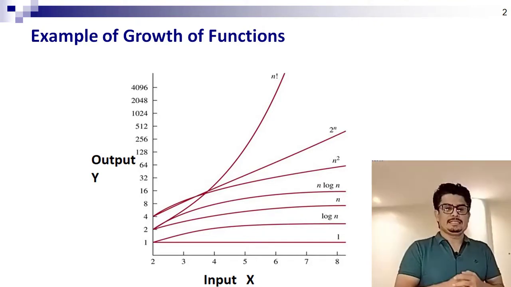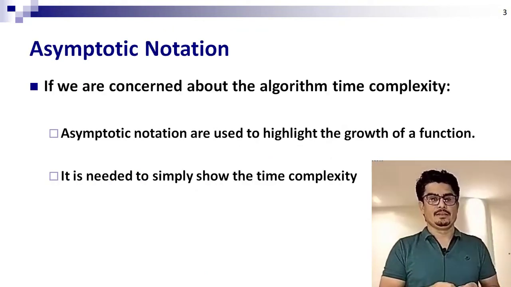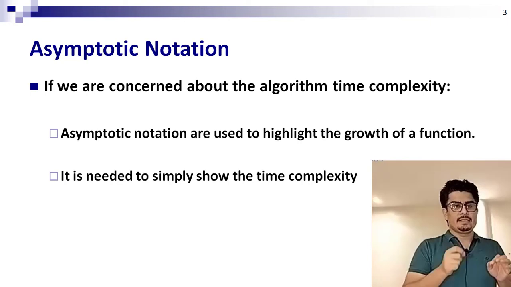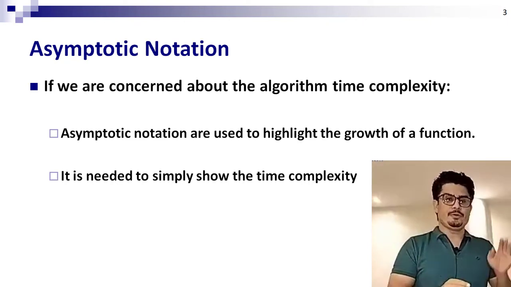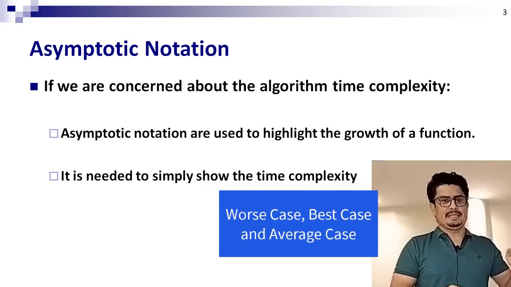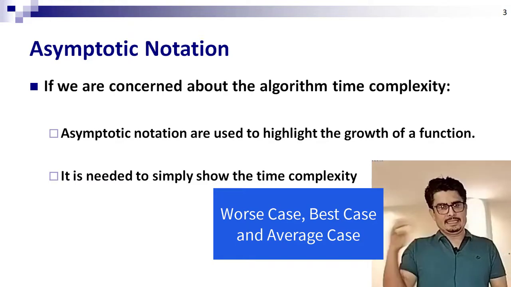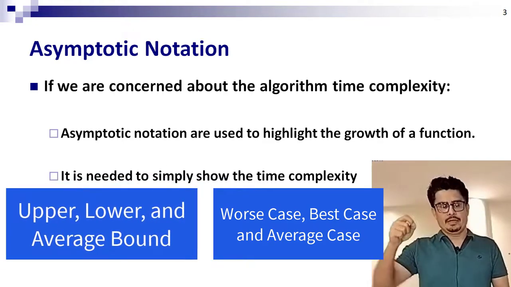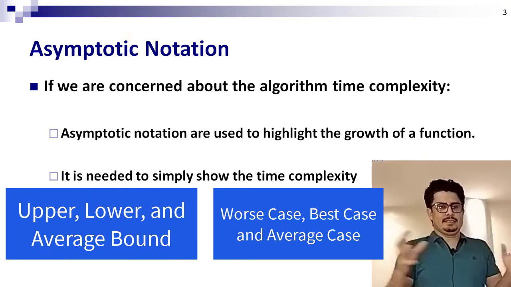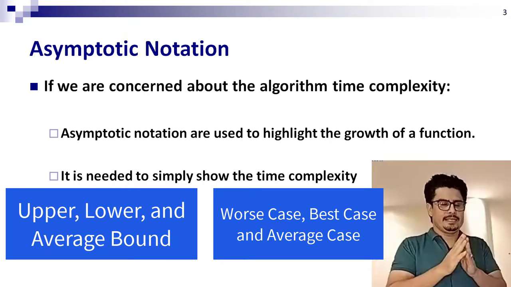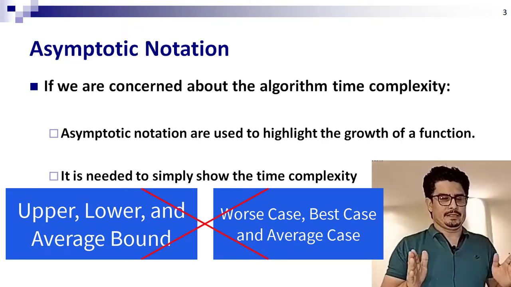So the next one is asymptotic notation. Asymptotic notation is just a notation. Most of the students are confused between two different concepts. One is the worst case, best case, and average case. And on the other side we have the upper bound, lower bound, and average bound. Most of the students mix these two concepts. Actually they are totally different from each other.